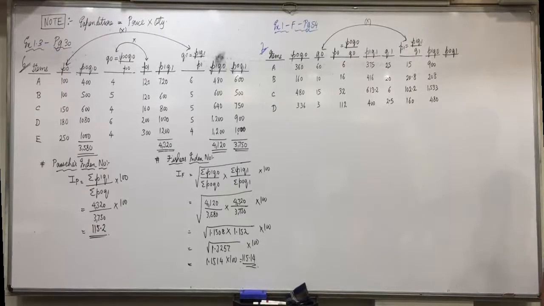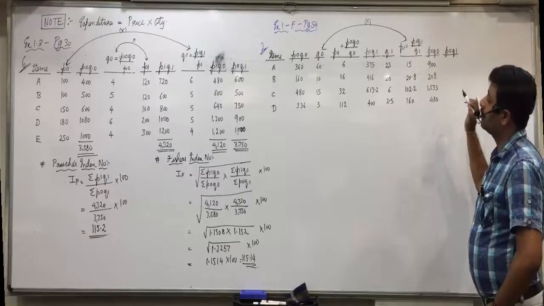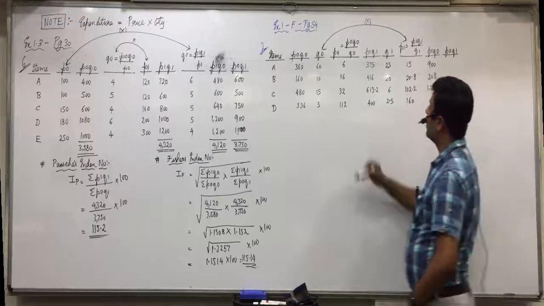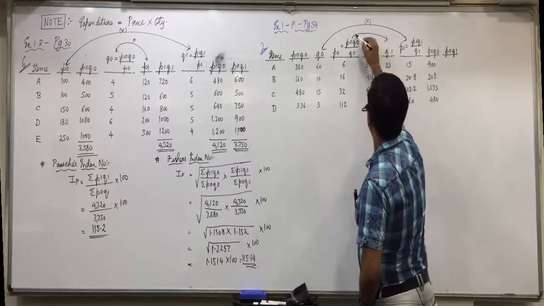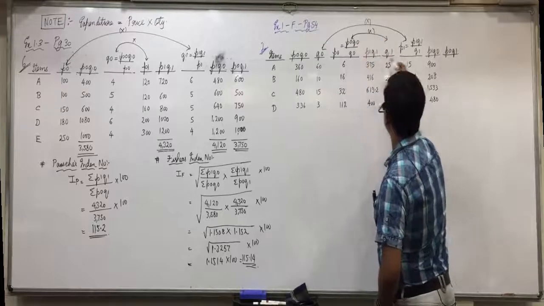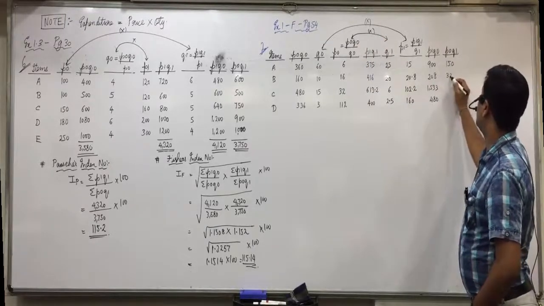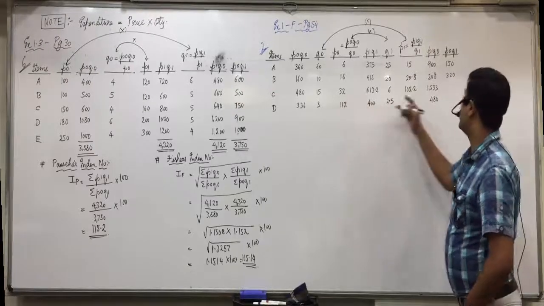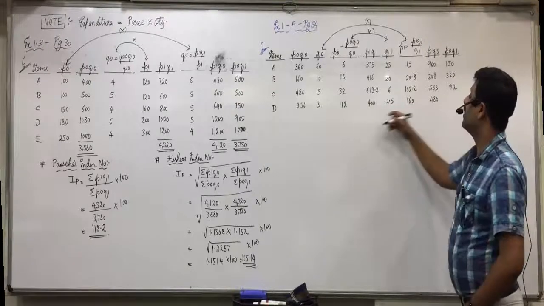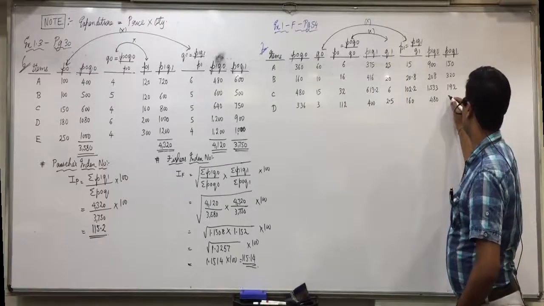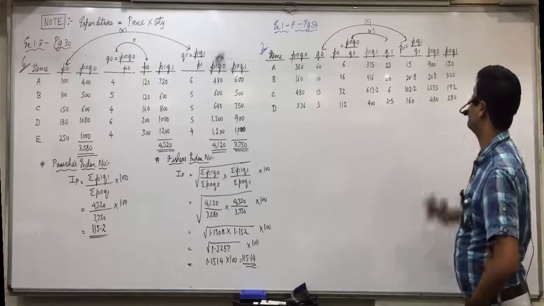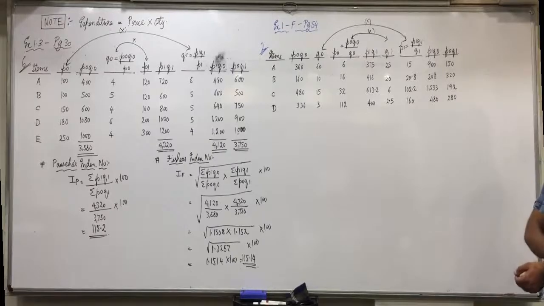Then ask the P0, Q1. Yes, P0 and Q1, these two are to be multiplied. So 6 into 25, 150. 16 into 20, 320. 32 into 6, 192. 112 into 2.5, 280. Any confusion in this? All are clear with that?